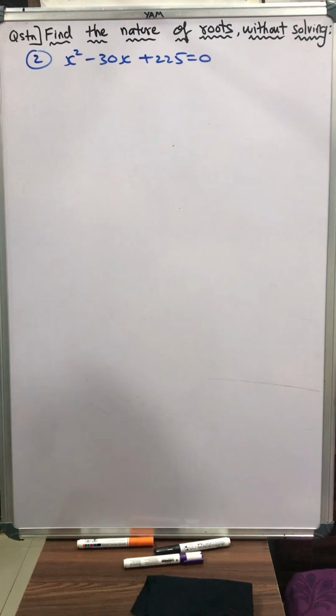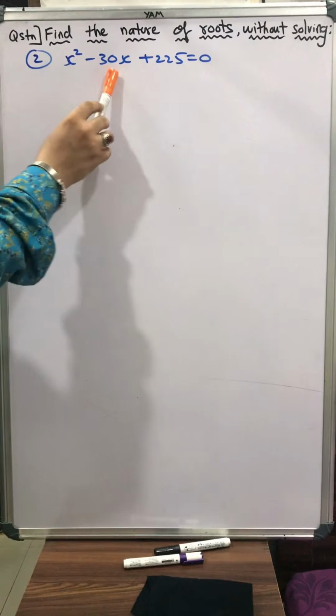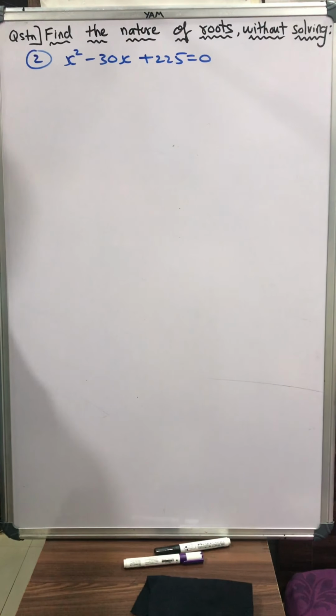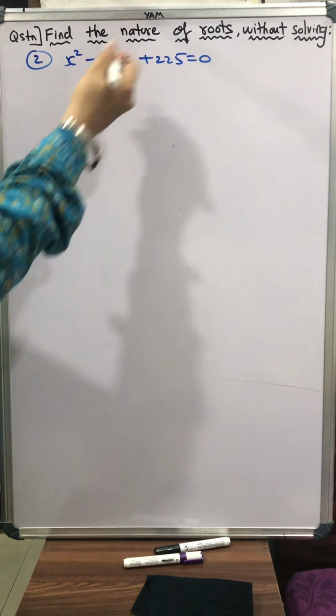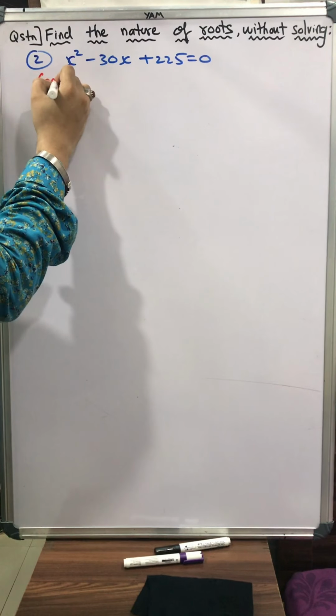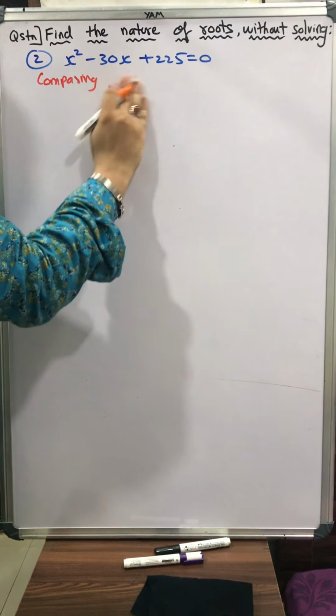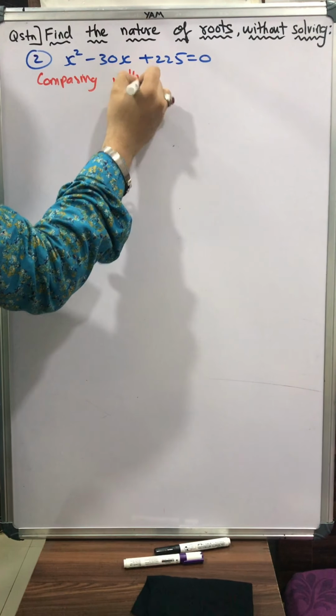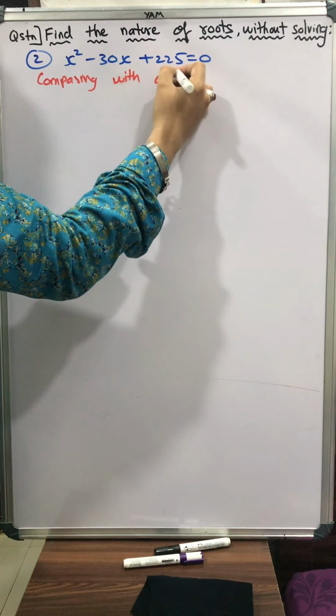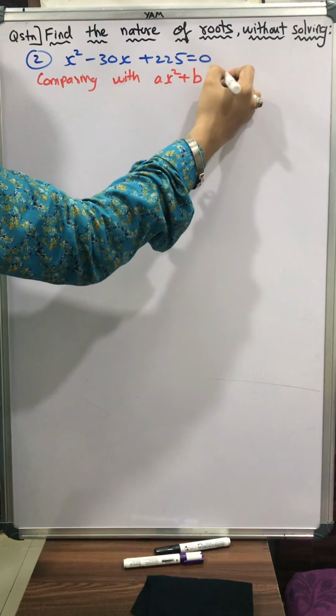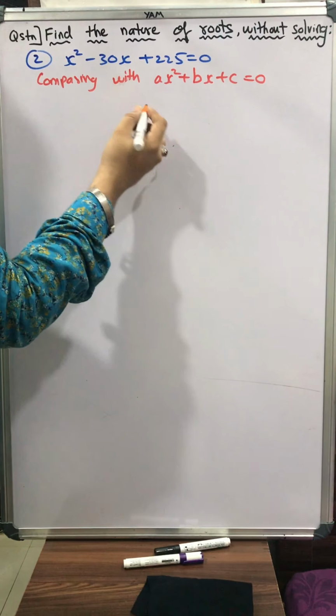Okay, now let's solve the next question. The next question is on the board, students. x square minus 30x plus 225 equal to 0. We need to comment upon the nature of the roots. The first thing will be the same. Comparing with ax square plus bx plus c equals to 0.